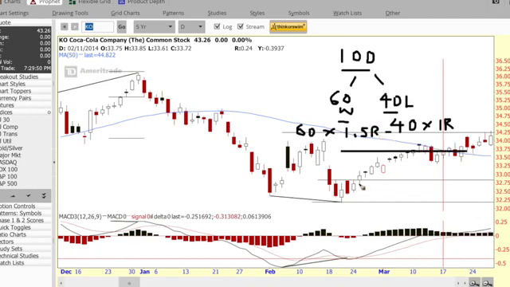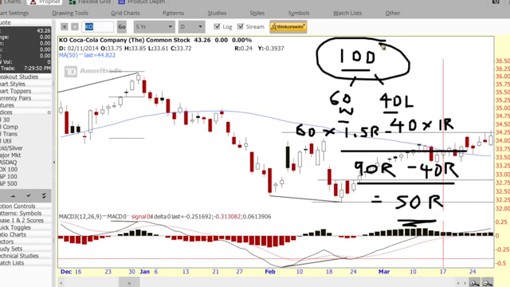So if you do the math, right? So 40 losses, that's minus 40 R, okay? And 60 winners, if you take 60 times 1.5, that's 90 R. So 90 R minus 40 R is equal to 50 R in profits. So you make 50 R in profits over 100 trades.